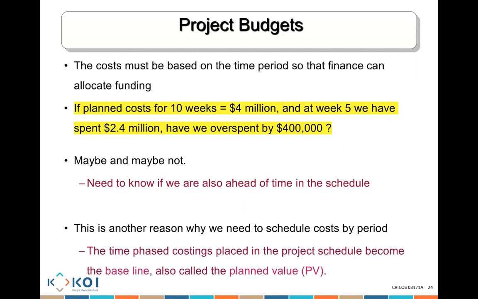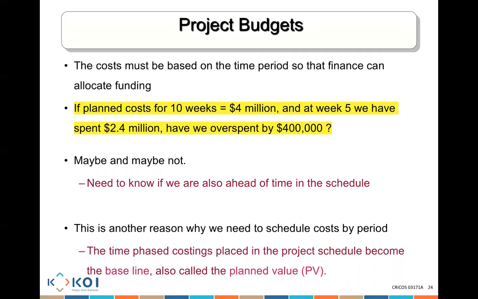You need to know, am I ahead of time in the schedule, or am I behind schedule? If I spent 2.4 million and I am behind schedule in terms of the work that I needed to do, then yes, I did overspend. If I spent 2.4 million, but I am ahead of schedule, then actually I am saving money because I'm finishing more work than I was expected to finish at a particular point in time. So you need to always look at the spending and compare it to how much work you have actually completed. And that's something we're going to talk about in subsequent lectures.